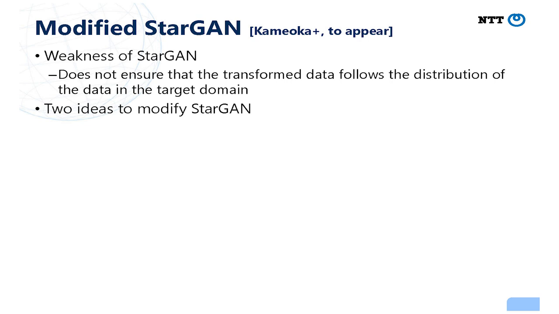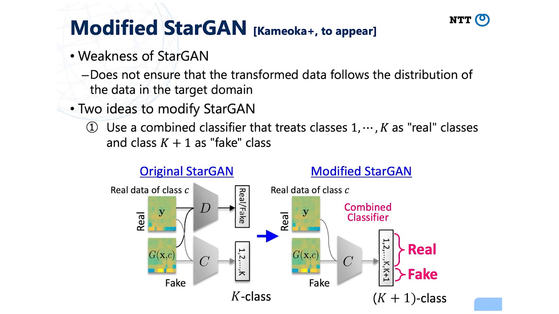And we came up with two ideas to modify StarGAN. Instead of using two separate classifiers, D and C, we used a combined classifier that treats classes 1 to K as real classes and class K plus 1 as a fake class. So we are only using the classifier C.